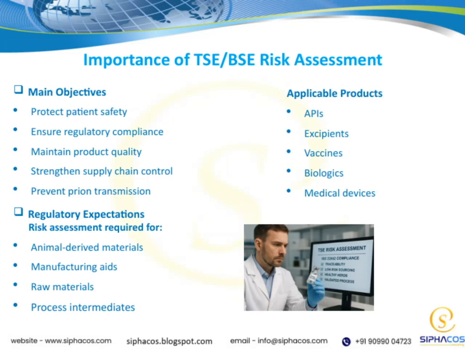Now let's look at where risk assessment really matters. We're talking about a wide range of products, from APIs and excipients to vaccines, biologics, and medical devices. The goal here is clear: protect patient safety, meet regulatory standards, keep product quality high, and tighten control over the supply chain. This helps prevent prion transmission, which is critical. Regulators expect thorough risk assessments, especially when animal-derived materials, manufacturing aids, raw materials, or process intermediates are involved. It's a vital step in safeguarding both patients and products.